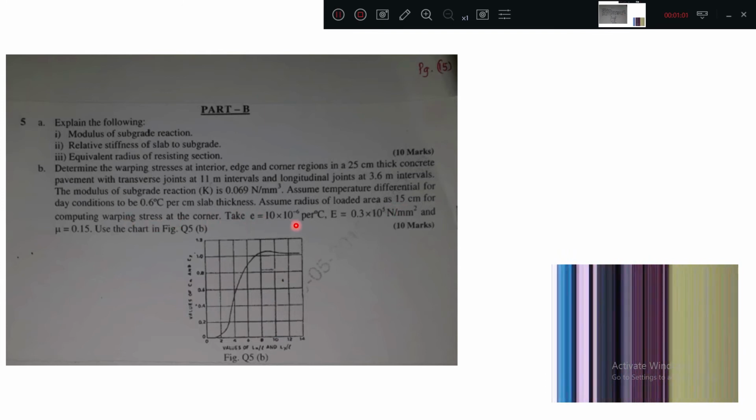So they have given the capital E value. Here, by seeing this Newton per mm square, easily I can understand kg. Okay, 3 into 10 to the power 5 kg per centimeter square. Okay, mu equal to 0.15. And sometimes they are giving the charts.